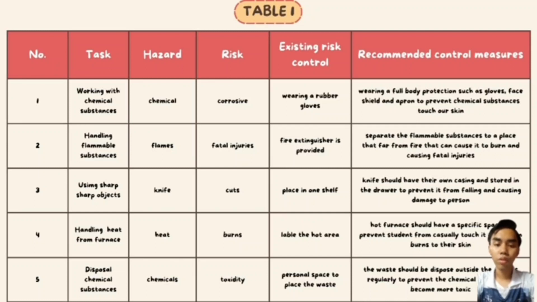The last one was disposal of chemical substances. As we know, the chemical substance is a hazard, it can become toxic because of its mixture and anything that has been mixed in it. The existing risk control found in the laboratory was a personal space to place the waste. This is good, but it's not recommended. The recommended countermeasure was that the waste should be disposed of outside the campus regularly to prevent the chemical substance from becoming more toxic and making our environment in the college toxic and damaging the plants in the institution.